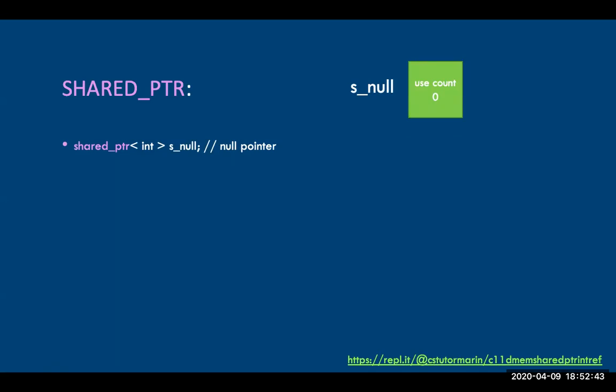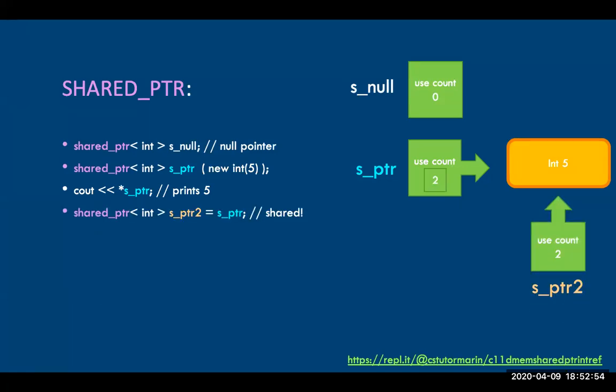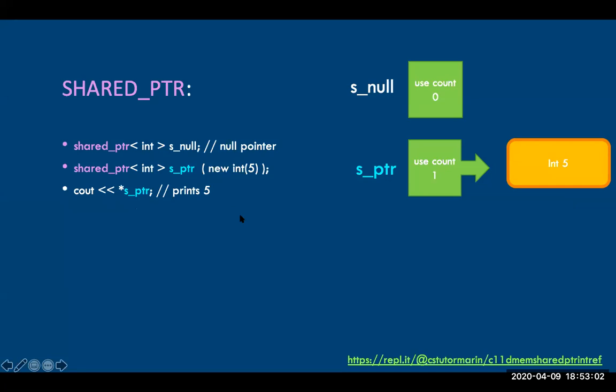So here's a little bit of a look at code. There's a null shared pointer. There's a shared pointer pointing to integer 5 on the heap. We can print out what that shared pointer points to to get the 5. We can then create a shared pointer 2 that points to the same thing as S pointer, right? So now you can see the use count goes up.